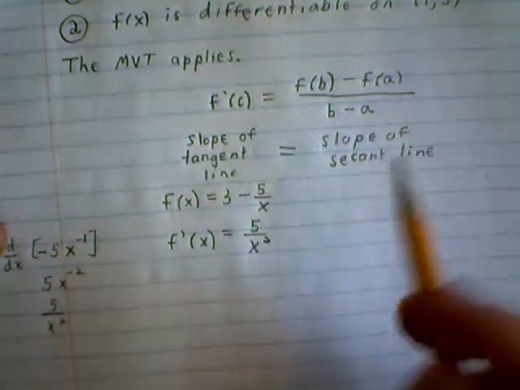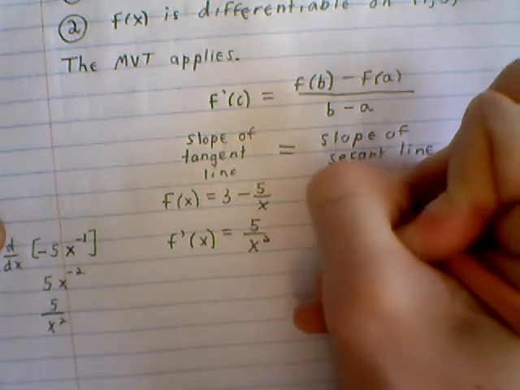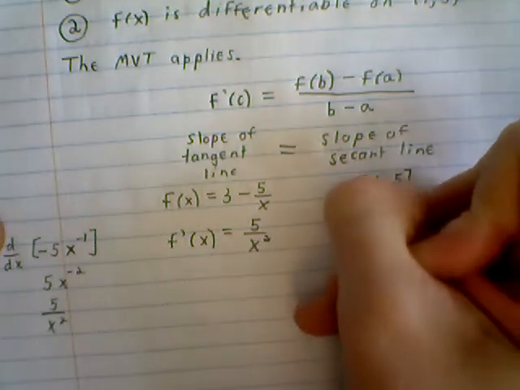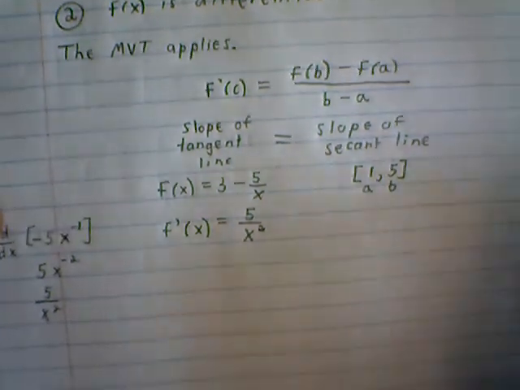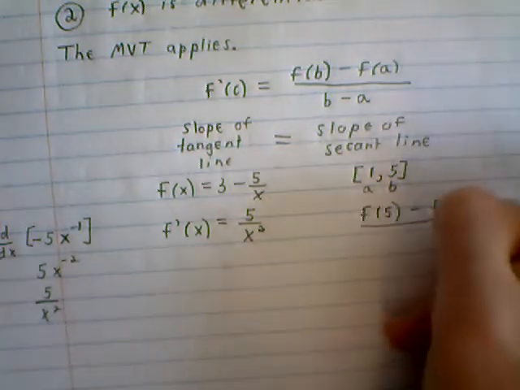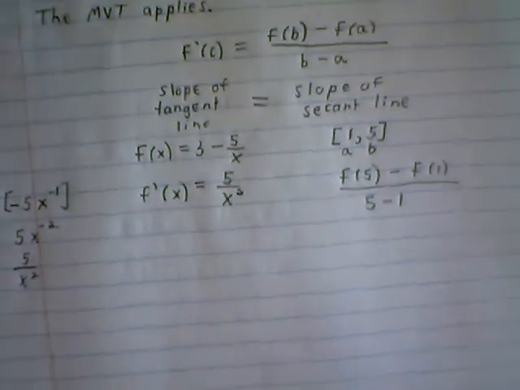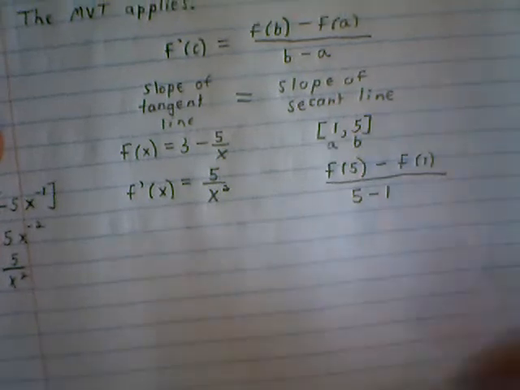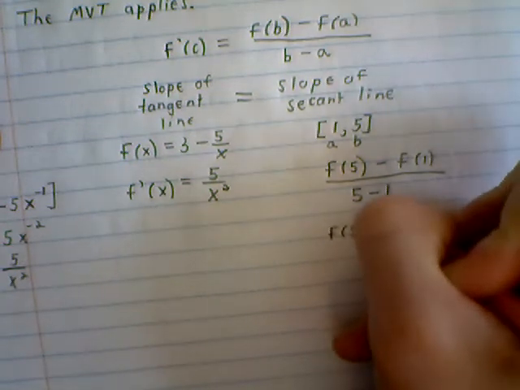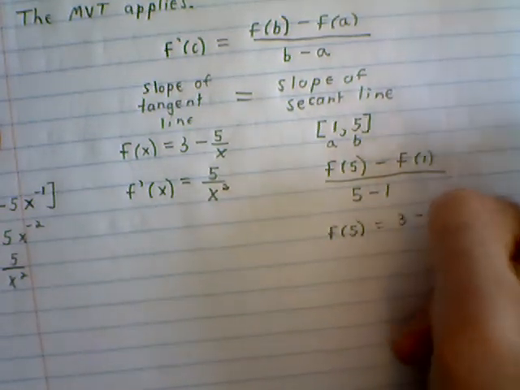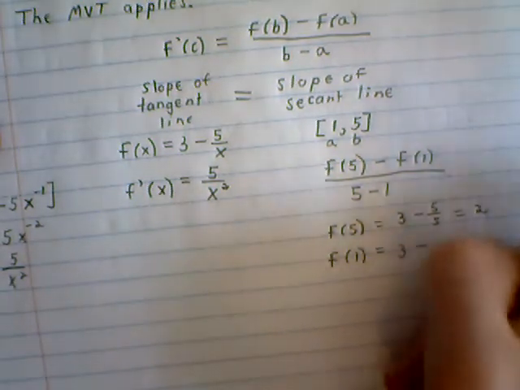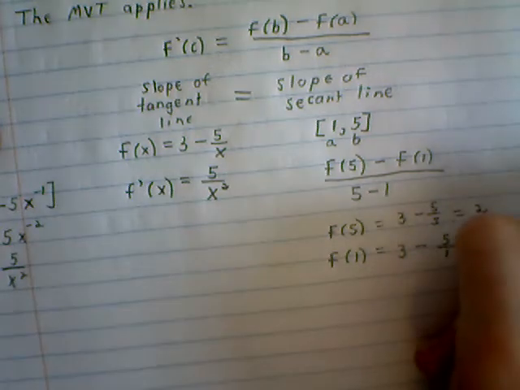So now we can actually find the slope of the secant line. My interval is 1, 5. This is a, this is b. So I'm going to find f of 5 minus f of 1 over 5 minus 1. That's the slope of the secant line, the slope of the line through the endpoints. So f of 5 is going to be 3 minus 5 over 5, which is 2. f of 1 is going to be equal to 3 minus 5 over 1, which is negative 2.